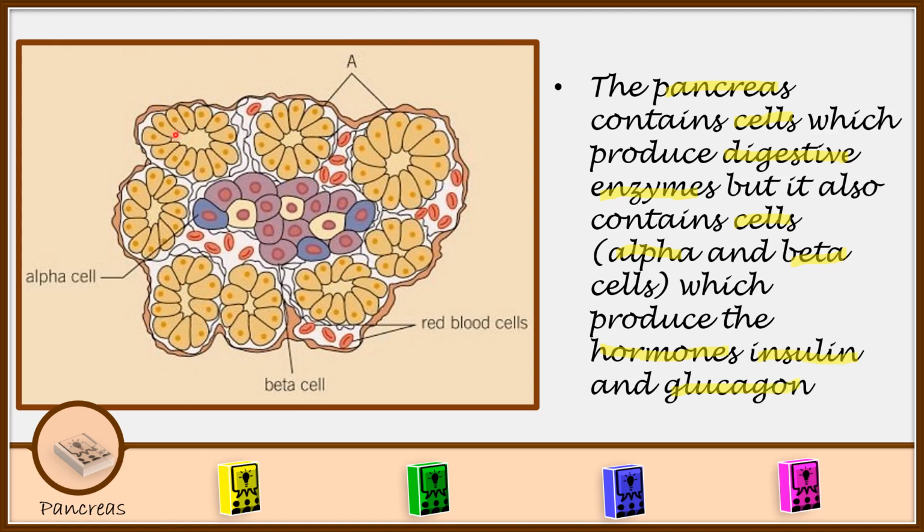So we have our pancreas. The pancreas has cells, and these cells produce enzymes. But again, it has also cells which we call the alpha cells, and these alpha cells are the ones that produce insulin. Then it has also the beta cells. The beta cells are the ones now that produce insulin, glucagon. They produce glucagon.